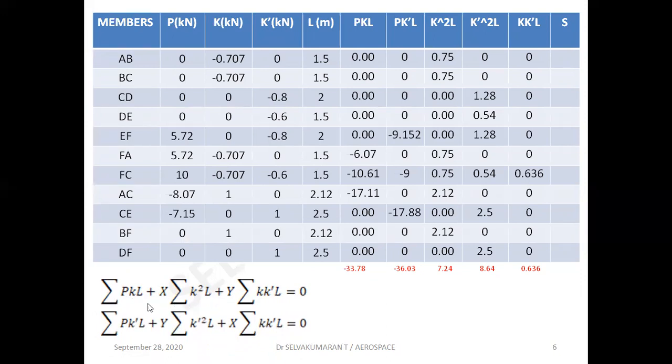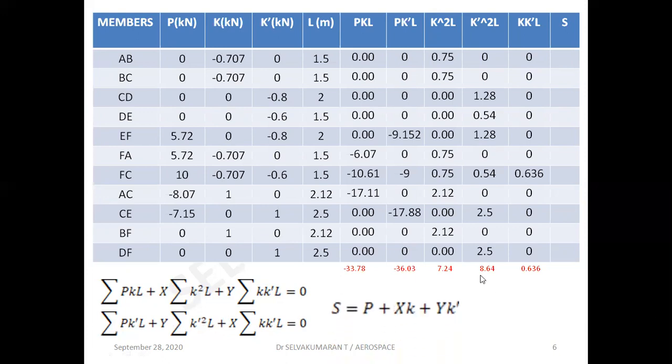Summation of PKL, plus x times summation of K square L, plus y times summation of K dash L, and summation of PK dash L, plus y times summation of K dash square L, plus x times summation of K dash L. Substitute all the values, you'll get two equations in terms of x and y. Solve for x and y.